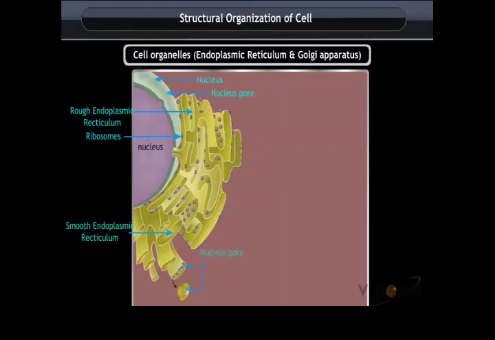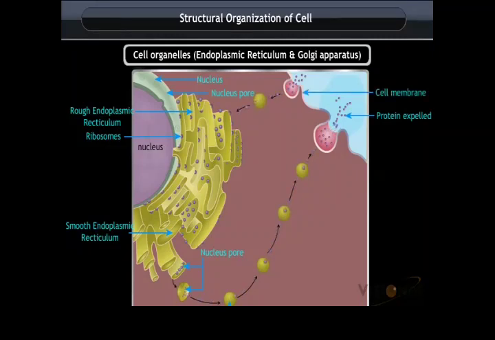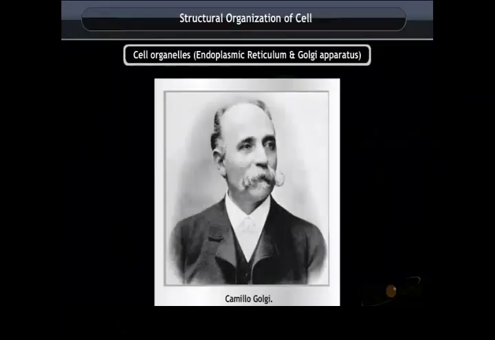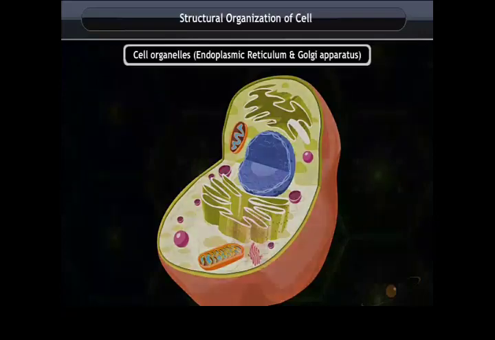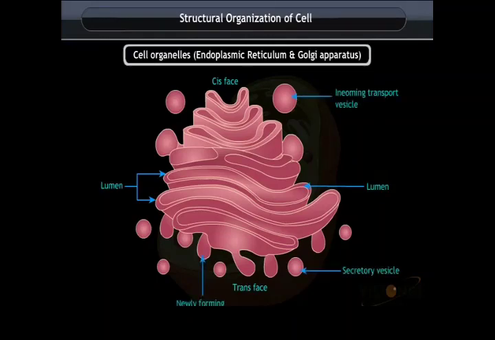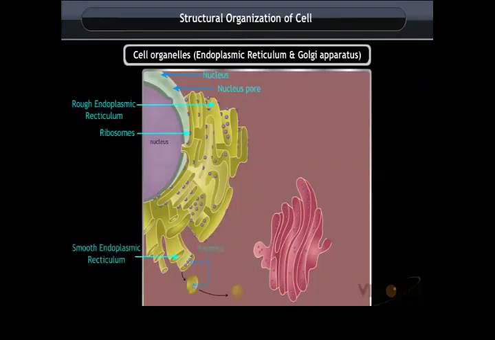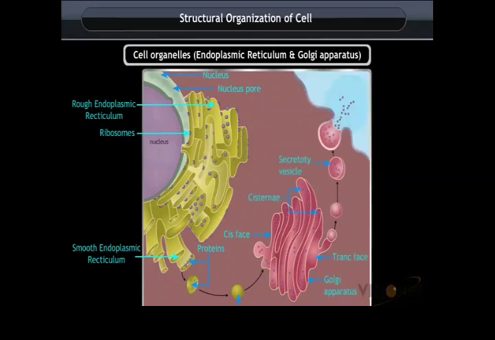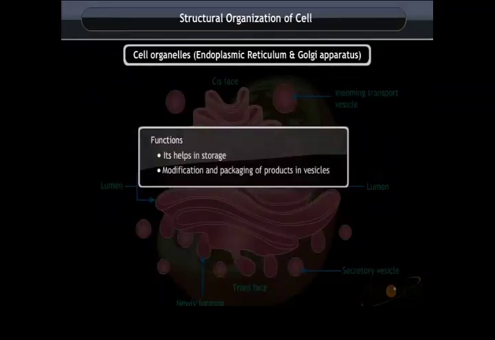Endoplasmic reticulum serves as channels for the transport of materials between various regions of the cytoplasm or between the cytoplasm and the nucleus. The Golgi apparatus was first described by Camillo Golgi. In the Golgi apparatus, vesicles arranged approximately parallel to each other in stacks are called cisternae. Material synthesized near the SER is packaged and dispatched to various targets inside and outside the cell through the Golgi apparatus. It helps in the storage, modification, and packaging of the products in the vesicles.